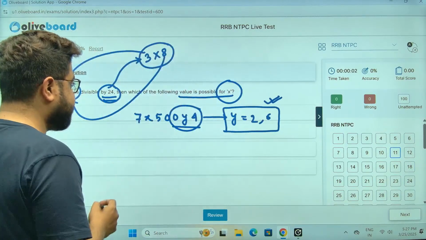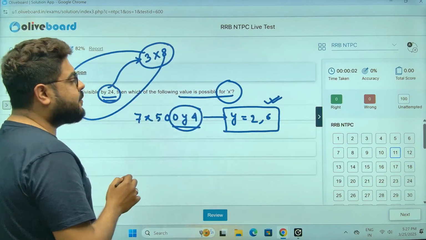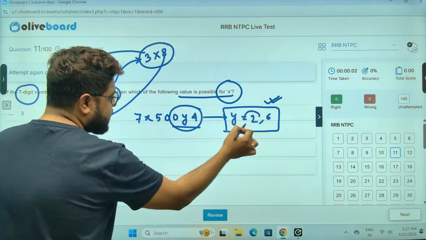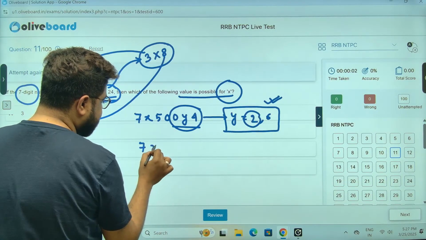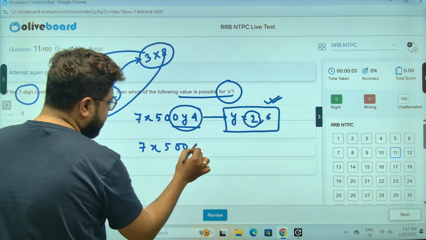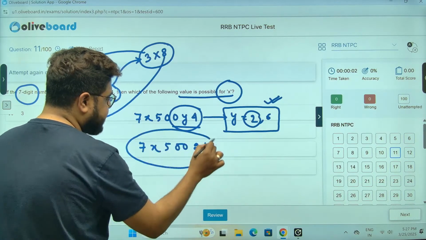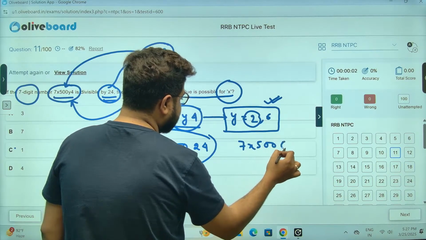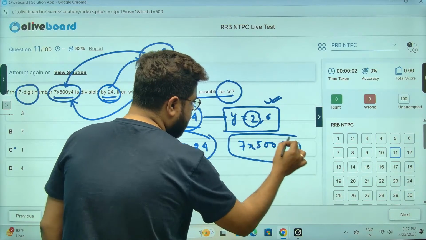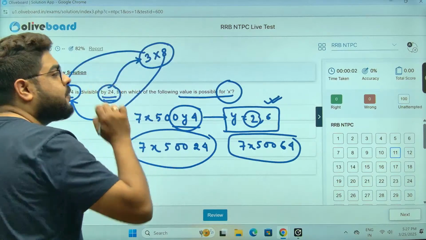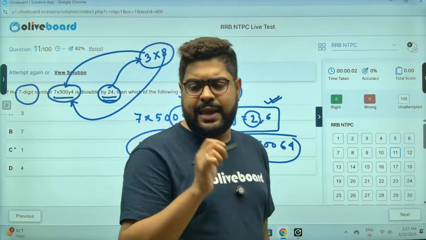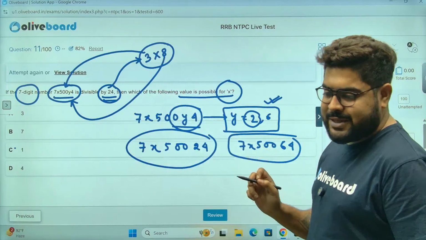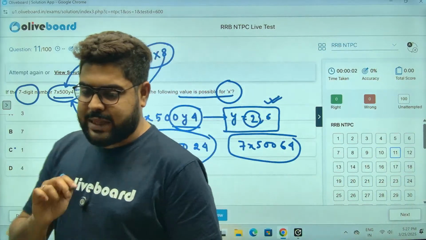Chalo, sir. Now, y is, I've got, so x values. So if I take y as 2, that means this is now 7x 524. Or if I take 6, it is 7x 564. Now, do not try to do everything for 3. Why? Because it will eat up your time. Better will be, sir, just put the options, check with the options in both the situations.